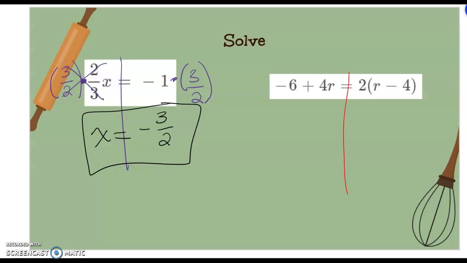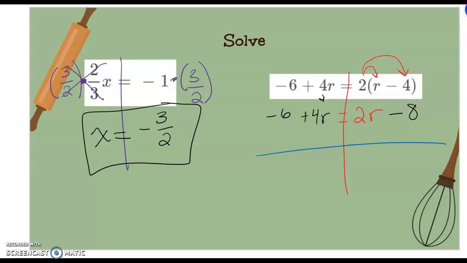Now we have this one here. Do I need to combine anything on the left side? Nope. Negative 6 and positive 4r are two different things, but I do need to distribute here. 2 times r is going to give me 2r. And then 2 times negative 4, negative times positive is a negative. 2 times 4 is 8. And I'm just going to bring down all of my left side because I didn't do anything to it.